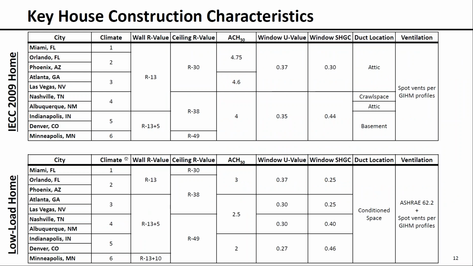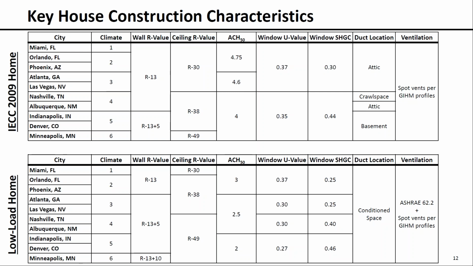So here we see just two tables highlighting some of the key construction inputs for the two house types. The top table is for the ICC 2009 home, whereas the bottom table is for the low load home. And per both of those requirements, construction practices change with climate zone, and so you can see how that's broken down here as well.